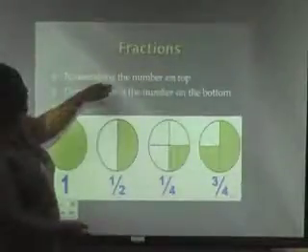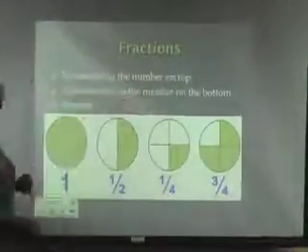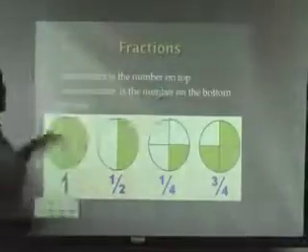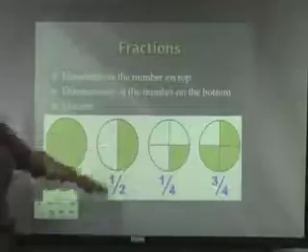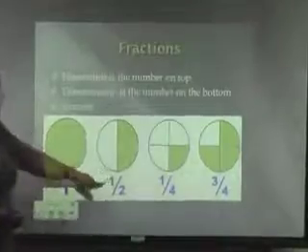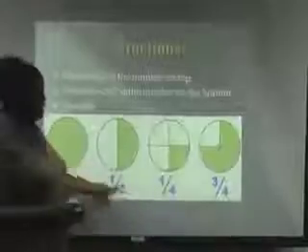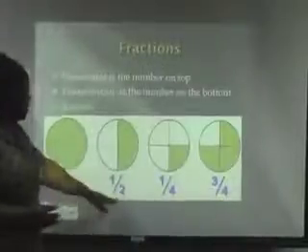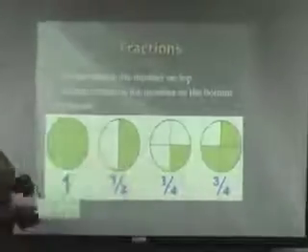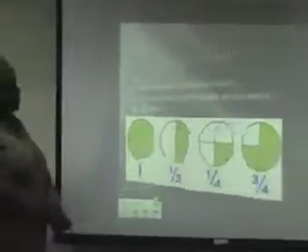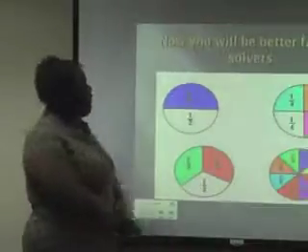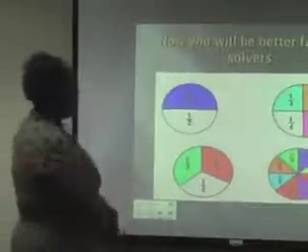The numerator is the number on top. The denominator is the number on the bottom. Example, when we look at 1/2, this is the numerator, the number that is on top, and this is the denominator, the number that is on the bottom. And that's how it is for each one of the fractions. Now you will be better fraction solvers once we learn these examples.